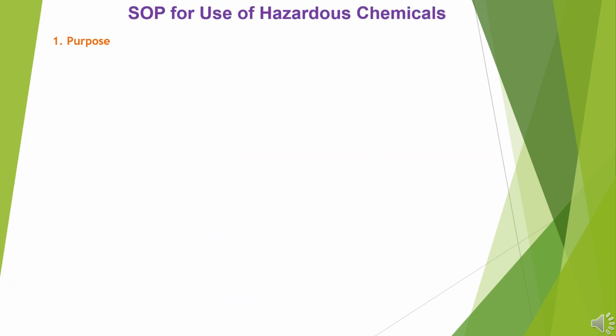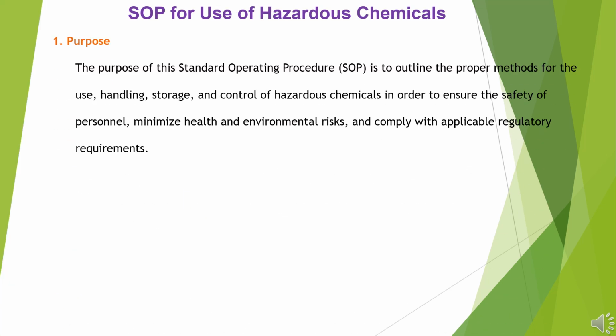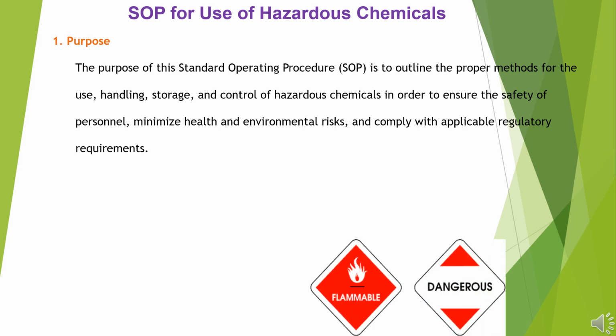1. Purpose. The purpose of this Standard Operating Procedure, SOP, is to outline the proper methods for the use, handling, storage, and control of hazardous chemicals in order to ensure the safety of personnel, minimize health and environmental risks, and comply with applicable regulatory requirements.